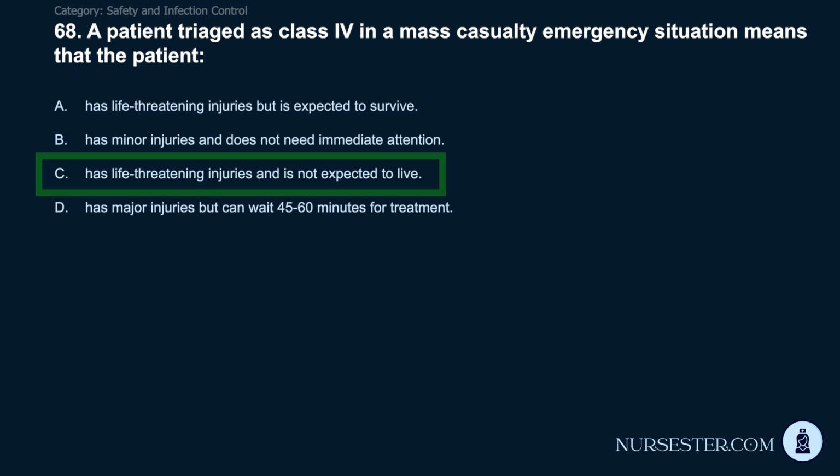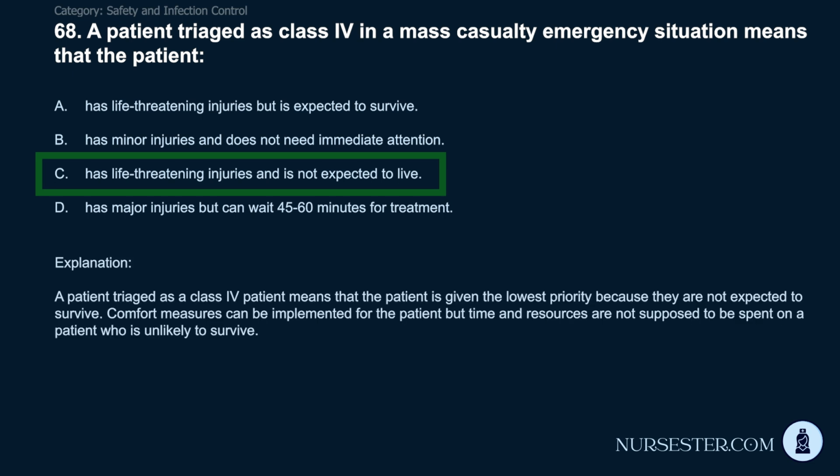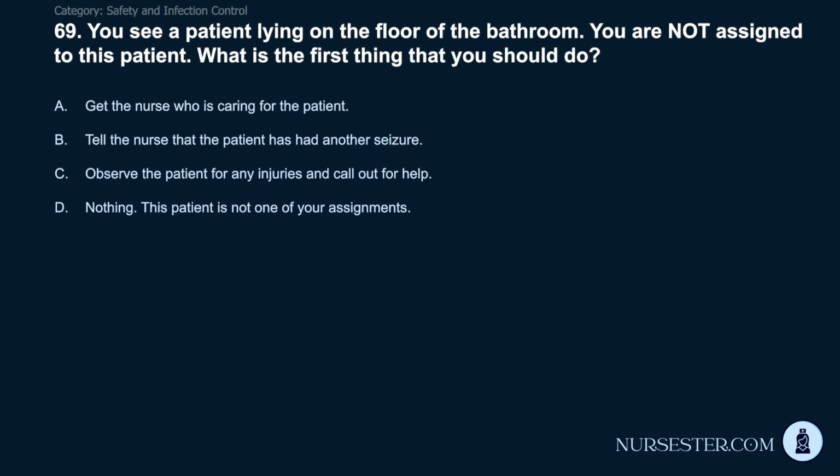Correct answer, C. has life-threatening injuries and is not expected to live. A patient triaged as a Class 4 patient means that the patient is given the lowest priority because they are not expected to survive. Comfort measures can be implemented for the patient, but time and resources are not supposed to be spent on a patient who is unlikely to survive.